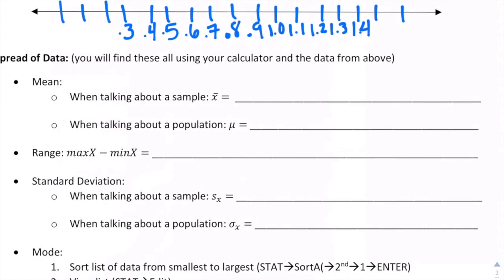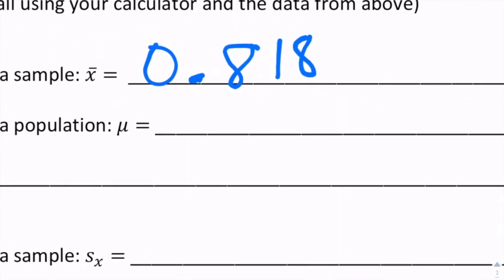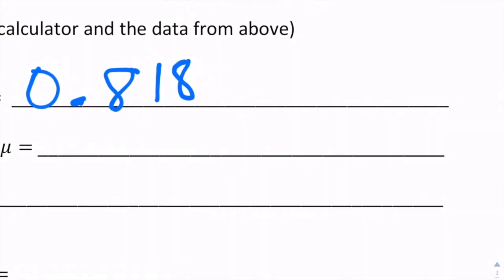And so our mean, when you're talking about a sample, is x bar, which is an x with a line over it, and that's what your calculator actually shows. So it's 0.818. When you're talking about a population, you use this fancy looking m, which is a mu, and your calculator actually does not distinguish between the two. So when you're using your calculator, you cannot distinguish between the two. You just need to remember that that's what it would mean.